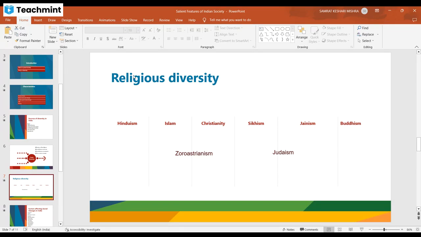So Sikhism also advocates for monotheism, worship of a single God.